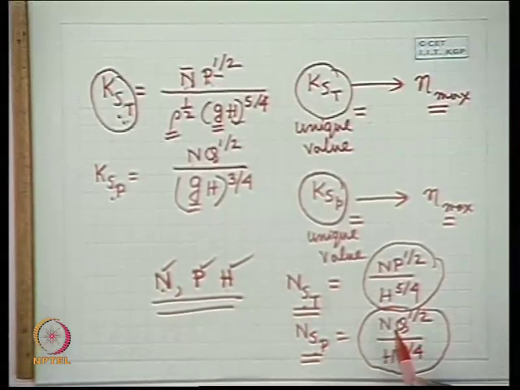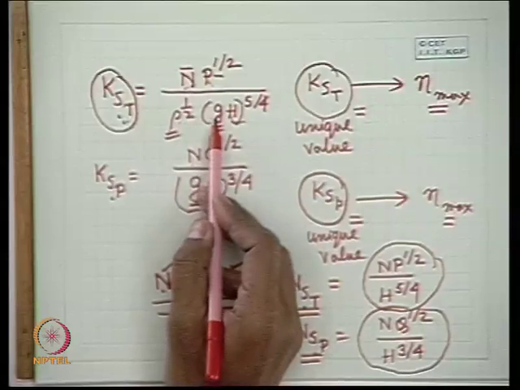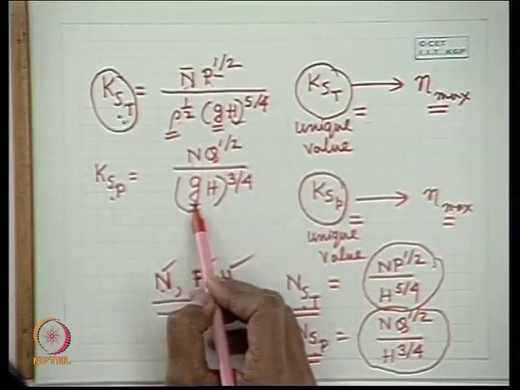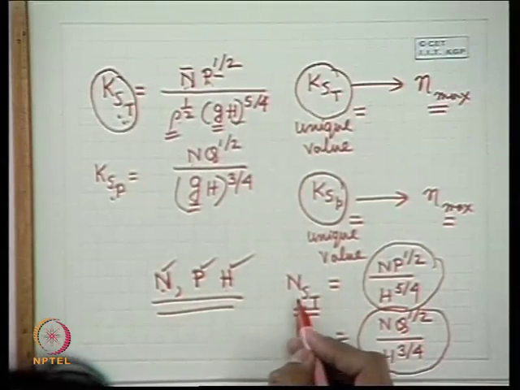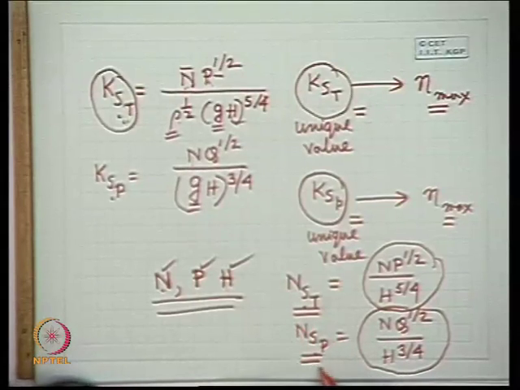But the only difference is that these terms are not dimensionless. These are dimensional terms, because it is dimensionless when rho and g were there in this fashion. Similarly, here g was there. So these are known as dimensional specific speed of turbine or dimensional specific speed of pump.